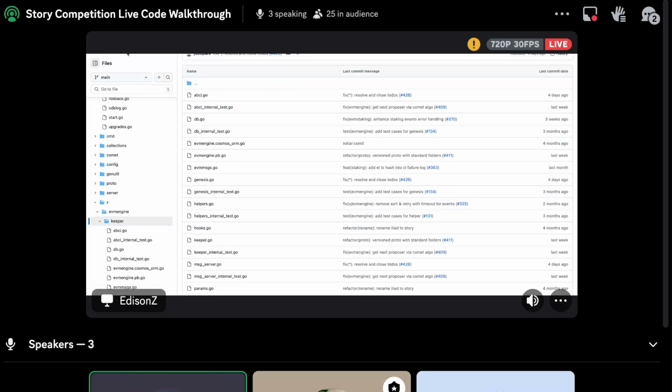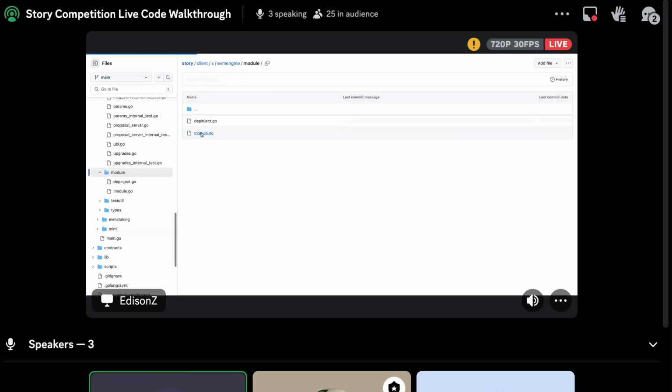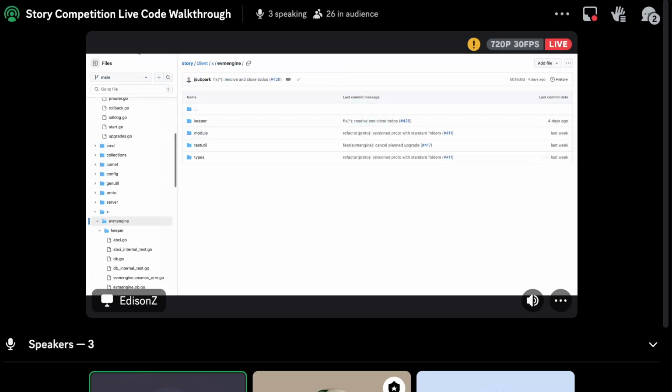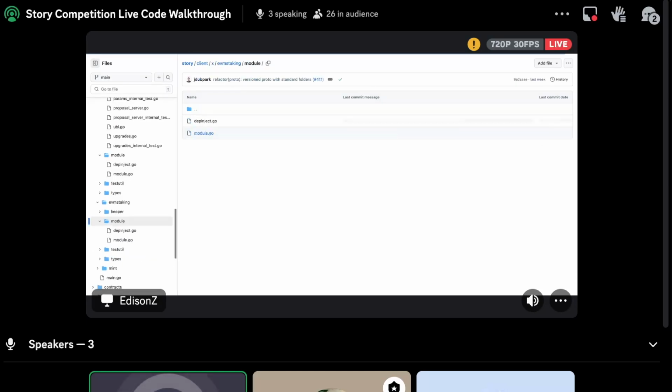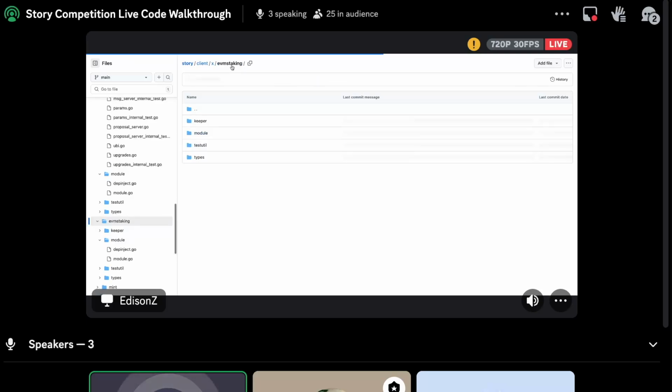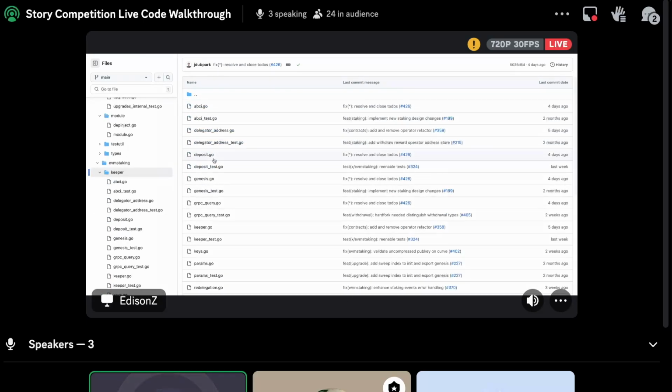The next one is the EVM staking module, which is our own module here. The logic is mostly in keeper.go. It mostly handles different types of events that we accept from the EVM side. I mentioned the staking contract and the staking flow, where we basically consume the EVM events and then translate them to the consensus state.